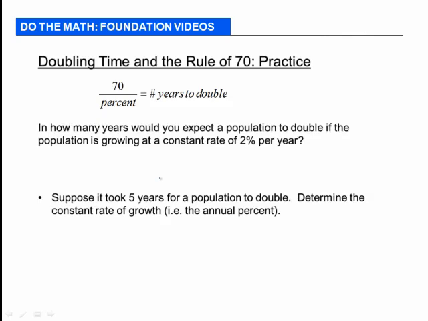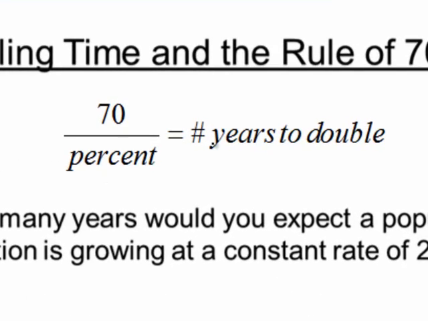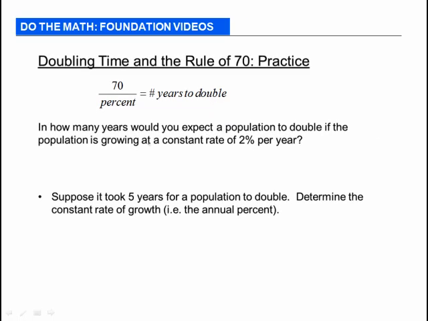All right, let's take a look at the equation before we do that. So here's a couple sample equations. Here's the 70 divided by the percentage to get the number of years to double. And so let's do some sample problems before we go to the real problem. In how many years would you expect the population to double if the population growth rate is 2% per year? So in this case, you would take 70, divide by 2, and 70 divided by 2 is 35 years. So if you have a 2% growth rate, it would double in 35 years.